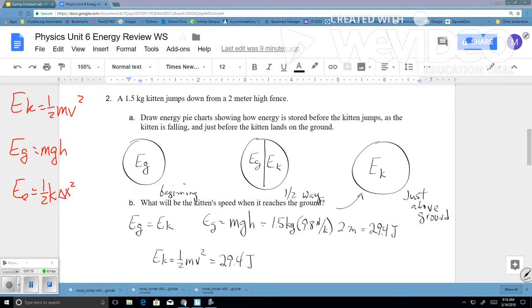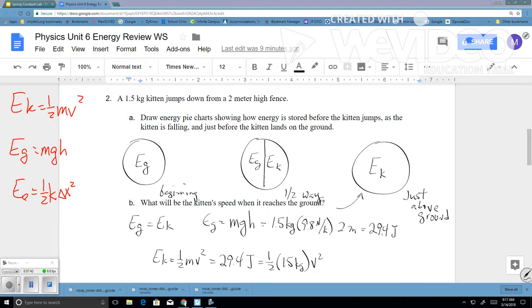So this works out to 1/2 times 1.5 kilograms times v squared. So what I'm going to do here is multiply both sides by 2 to cancel out the half. I'm going to divide both sides by 1.5. Or, even better yet, why don't we simplify this first, and then we'll multiply both sides.